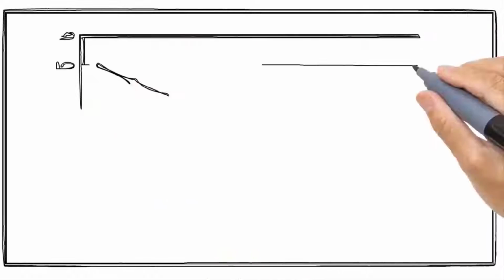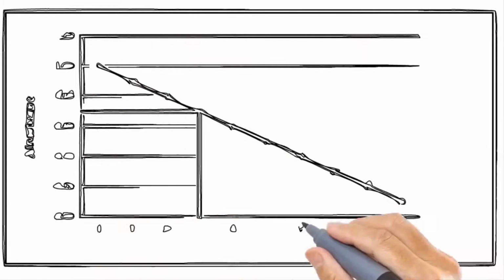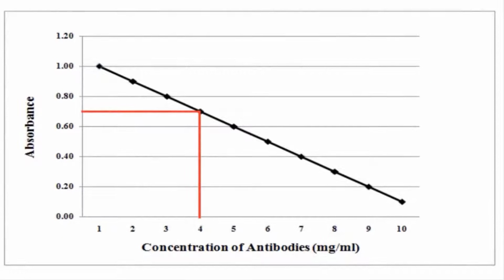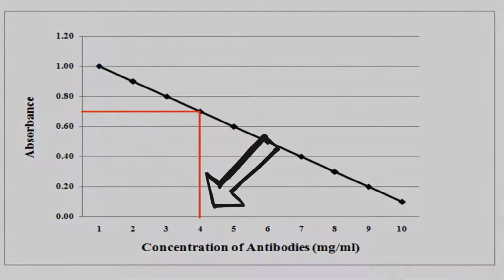The actual concentration of antibodies present in the sample can be determined by extrapolating the value of absorbance on the standard graph like this. So in this way, the competitive ELISA is used to determine the concentration of antibodies. Exactly the reverse method is used to determine the concentration of antigens.